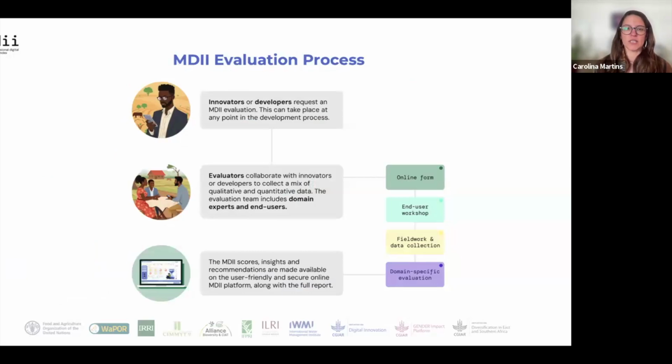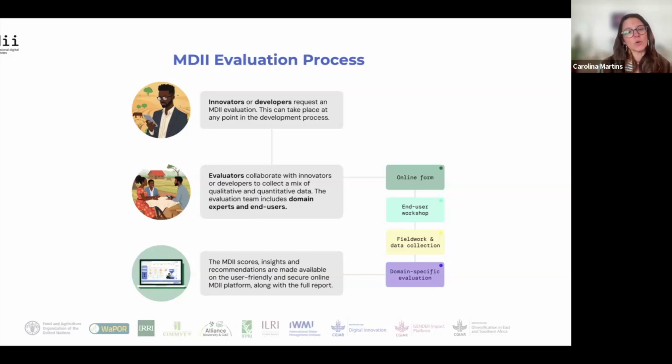So in terms of process, how does this work? We have innovators or developers that can request an MDII evaluation. So this is an entry point, right? And this can take place at any point in the development process. Of course, if we're talking about tools that already have been deployed, there are more elements or more indicators that we can evaluate. Those that are still in the development stage, there are less indicators that we can look. However, it can be applied at any stage.